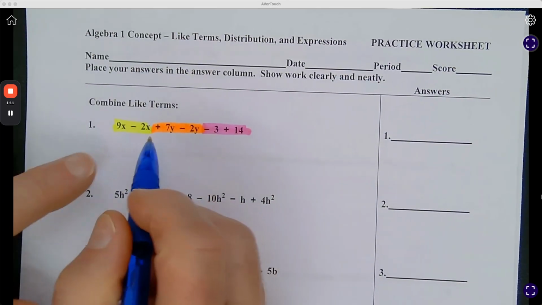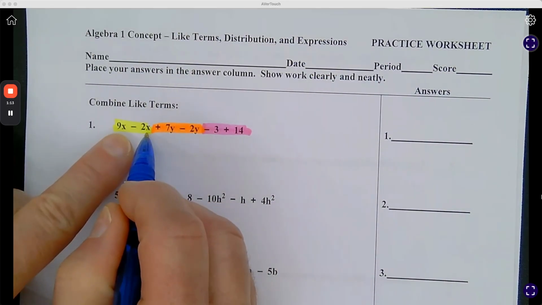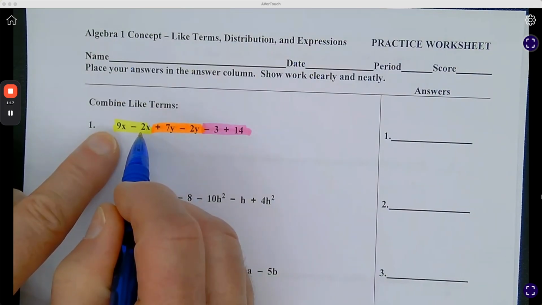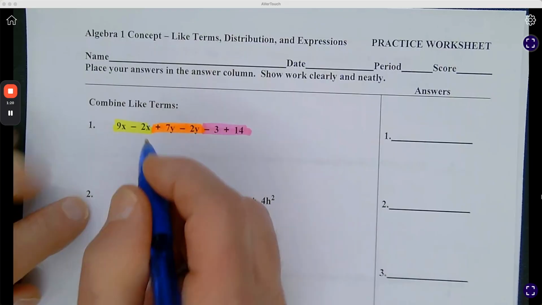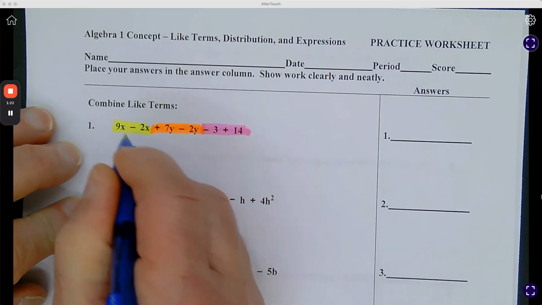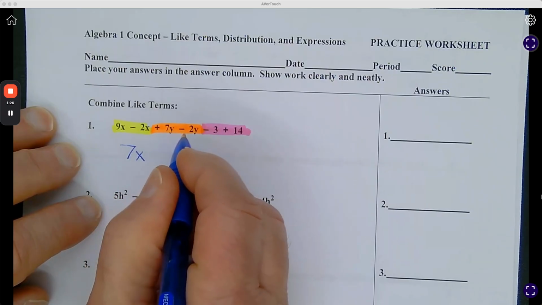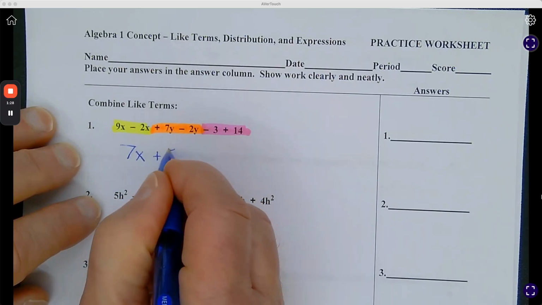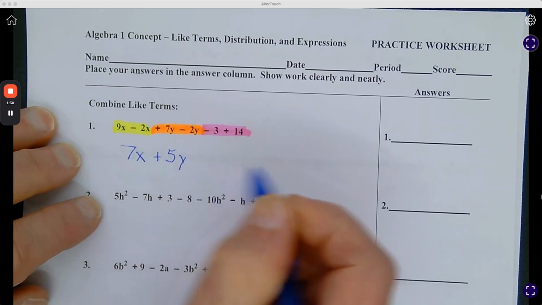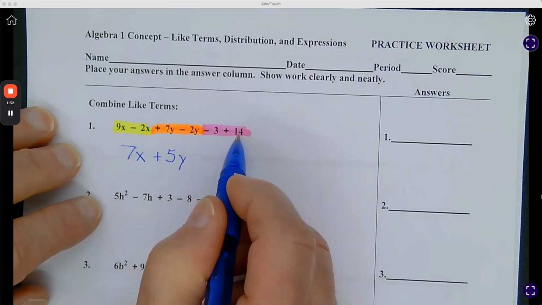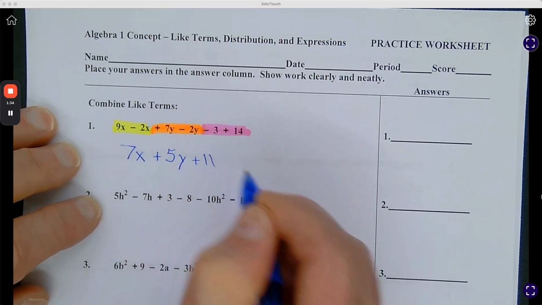To combine like terms, you need to have the same likeness, so in this case that likeness is X, and you just add or subtract the numbers in front. So 9 minus 2 is 7, and then the category is X. Positive 7 minus 2 is 5. Category is Y. 3 negatives plus 14 positives is 11 positives.